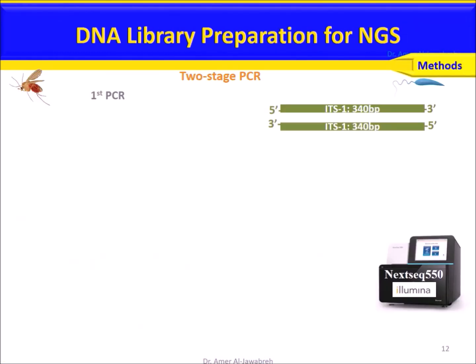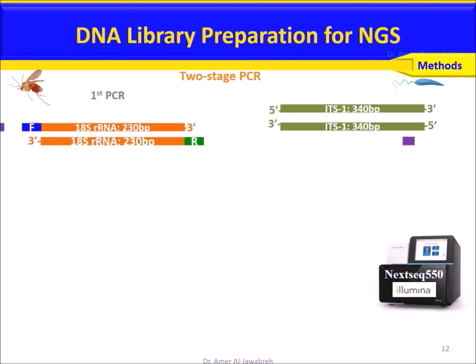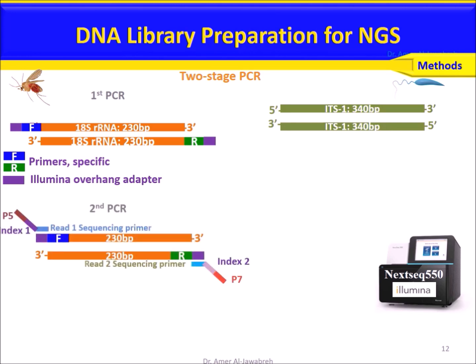DNA library preparation for NGS by two-stage PCR. In the first PCR, primers are modified by adding Illumina overhang adapters to each primer to ligate flow cell adapters to our target fragment. In the second PCR, indexes or barcodes, 8 base pairs, are added to the primers as sample identifiers, in addition to Illumina adapters P5 and P7 to allow binding to the flow cell.